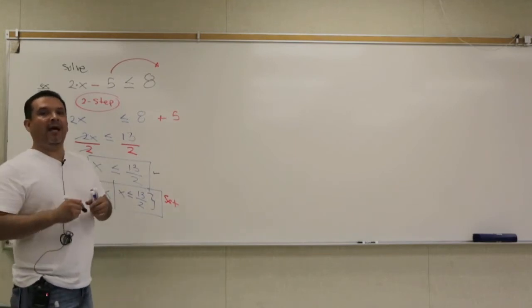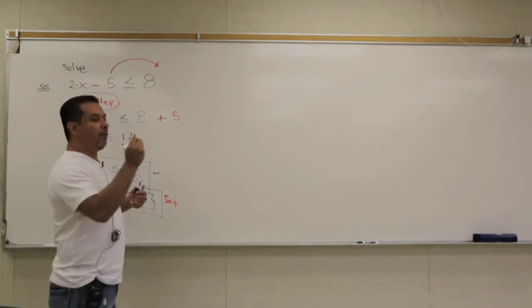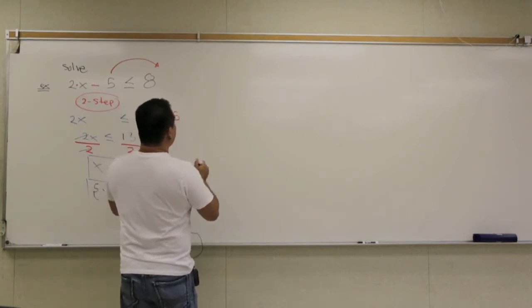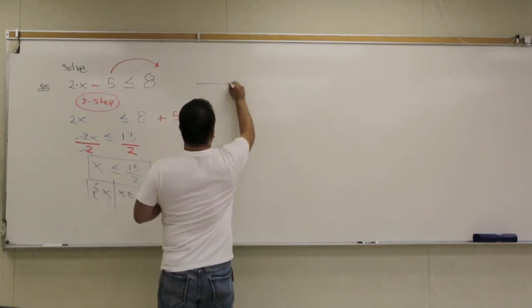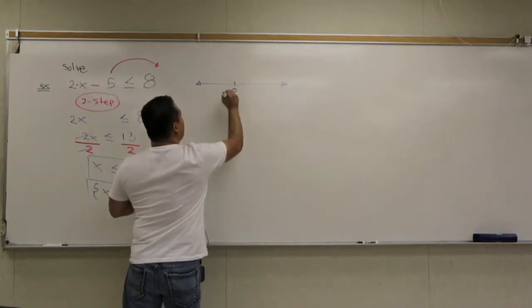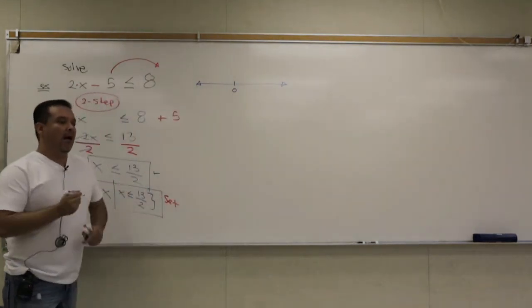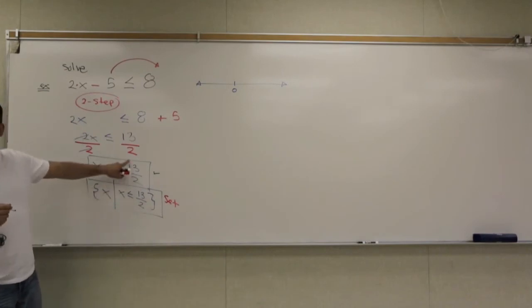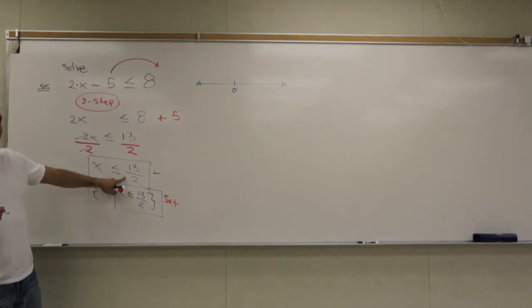They may say instead, solve and graph. In that case, what does a graph look like? You draw the real number line. Here's a real number line. Notate the middle with 0. And then look at the reference number. What's the reference number? 13 halves. Okay? Now, since that's 13 halves, is that a positive number or a negative?